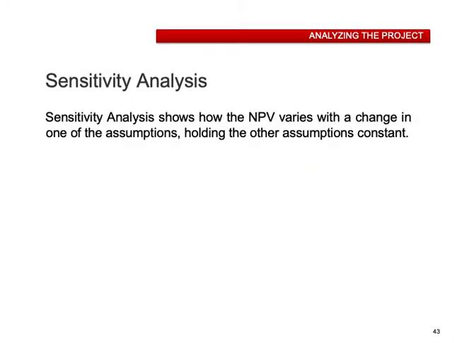We are now going to have a look at sensitivity analysis. And the sensitivity analysis shows you how the net present value varies with a change in one of the assumptions. For example, changes in units sold, or changes in the sale price, or changes in the net working capital investment, holding the other assumptions constant.